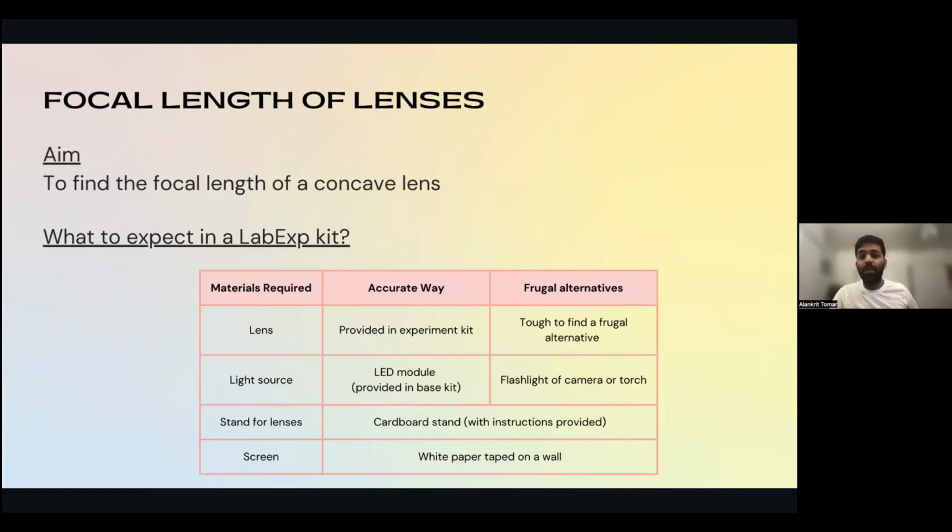So these are two experiments that we really did in person. The thing that I was focusing on was another experiment, finding the focal length of a concave lens. This is different from the other ones because for a lens, it's just difficult to find a frugal alternative. For this particular experiment, we are proposing we'll just give students certain lenses that they'll be able to do experiments with. And the other devices such as an LED light source would be available in the base kit.